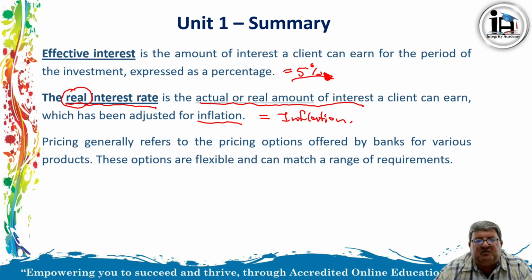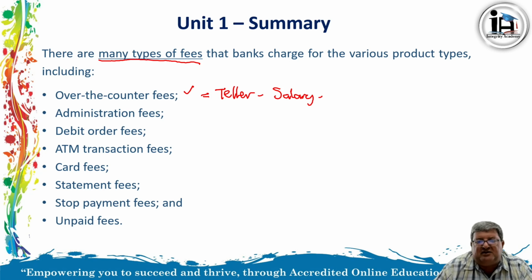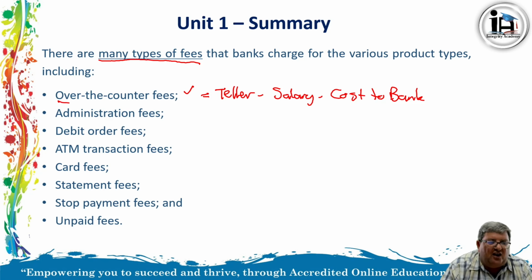Pricing generally refers to the pricing options offered by banks for various products. These options are flexible and can match a range of requirements. There are many types of fees we also looked at. So the types of fees that banks charge for the various product types, including over-the-counter fees. Why? Because that teller working there wants a salary, and the salary comes at a cost to the bank. And that is why they charge you for over-the-counter fees if you make use of that teller.